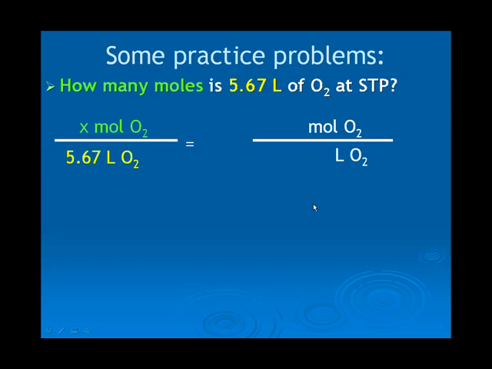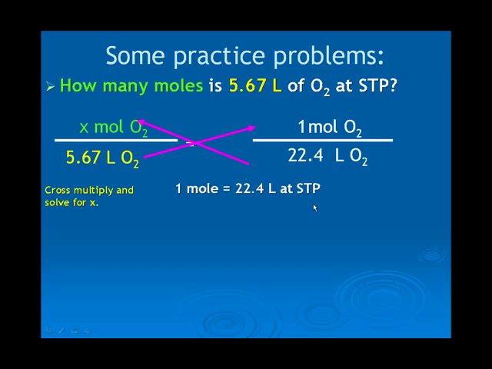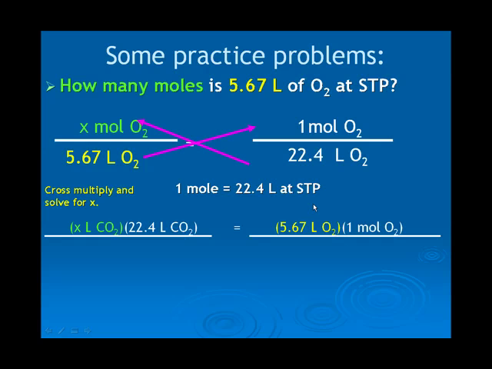So the units need to be the same on the other side. We're at STP, so 1 mole of a gas is 22.4 liters. And we cross multiply and solve for X. We need to get X by itself. So divide by 22.4 liters to get X by itself. Those cancel out. Okay, liters over here will cancel out. And I'm left with 5.67 times 1, which is 5.67, divided by 22.4.